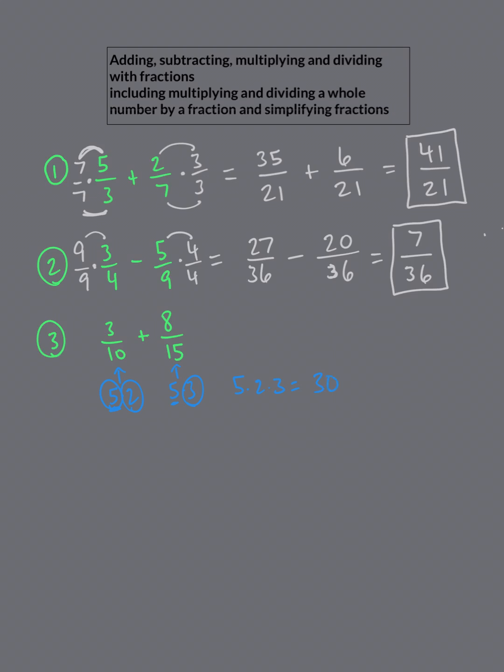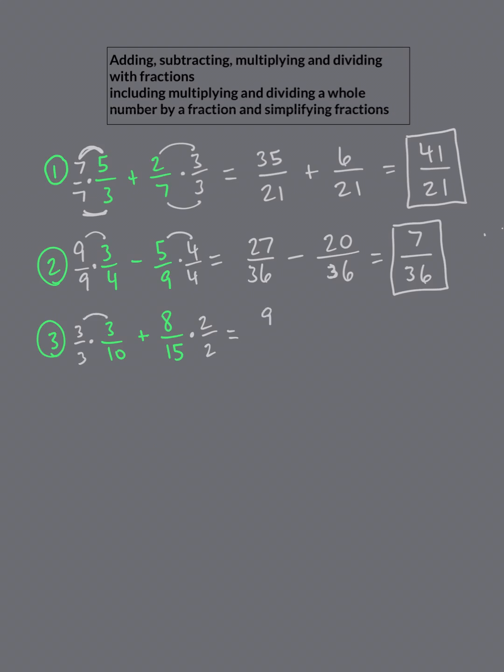The other way that you could do it is you could list out all the multiples of 10: 10, 20, 30, and the multiples of 15: 15, 30, 45, and so on. The least common multiple that 10 and 15 have is 30. So in order to get this left fraction with a denominator of 30, we'll have to multiply by 3 over 3. And to get this denominator 30, we'll multiply by 2 over 2.